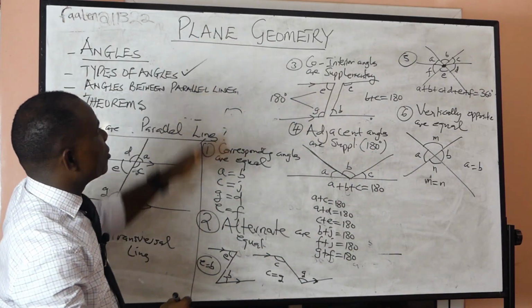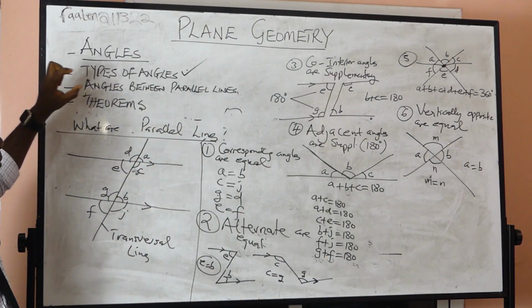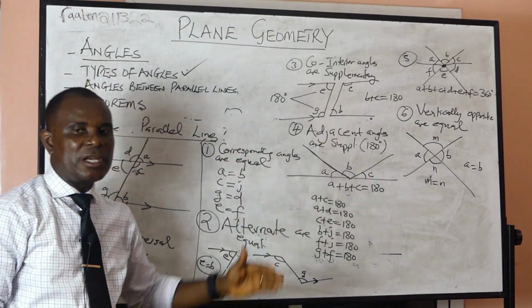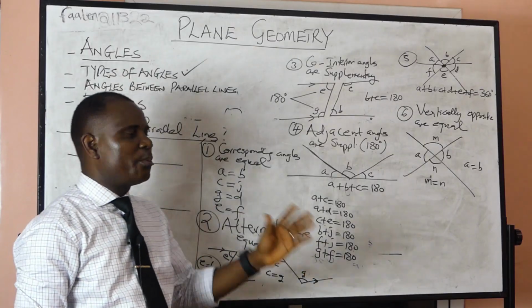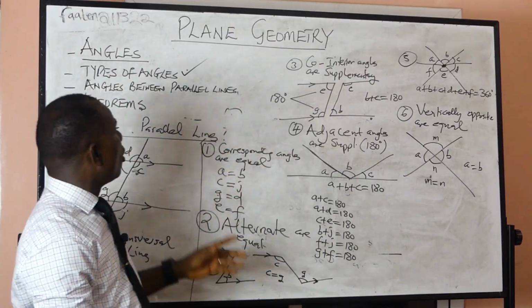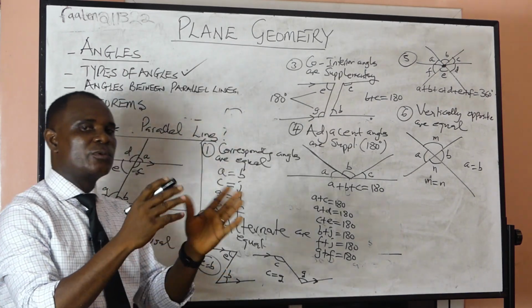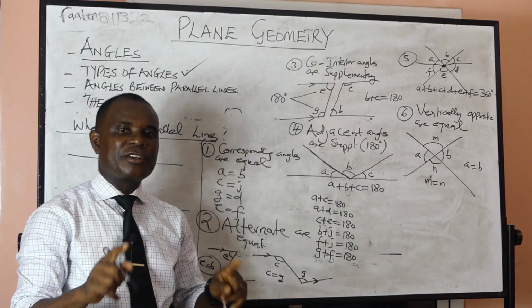So I have to give you a summary of what I've said so far. We have already looked at the types of angles. We went through acute angles, right angle, obtuse, reflex, complementary, supplementary angles. Now we came to parallel lines. We said parallel lines are lines that will never meet. They are always moving in the same direction and their gradients are the same.